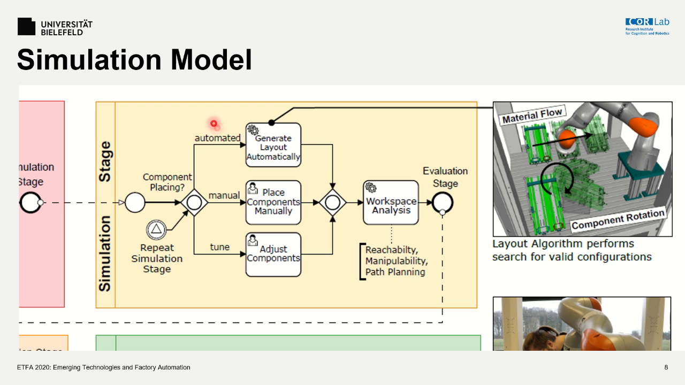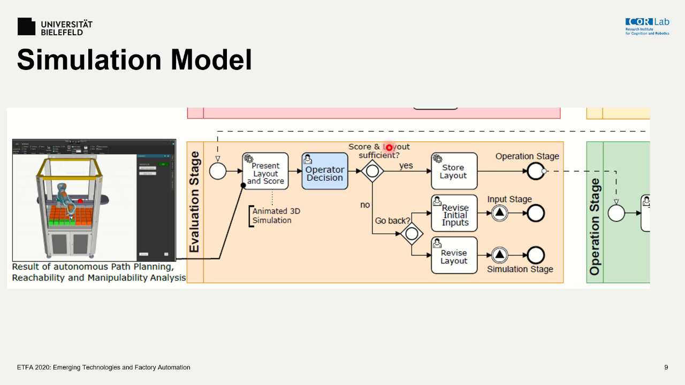The layout algorithm for automated layouting is also described in detail in our publication. So when this is defined, we can go on to the evaluation stage, where the score and the layout are presented and the operator can take the decision. And usually I would like to see that the users go this way to improve or optimize the layout, maybe to revise some components. Then we go to the simulation stage, or maybe you like to revise some initial inputs like the position of the robot.